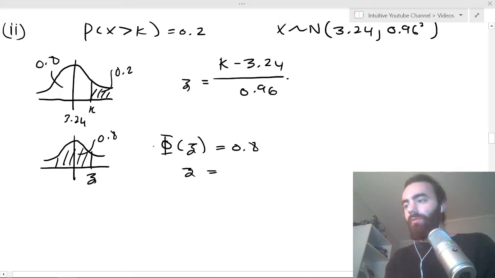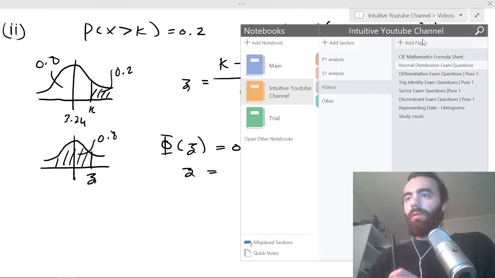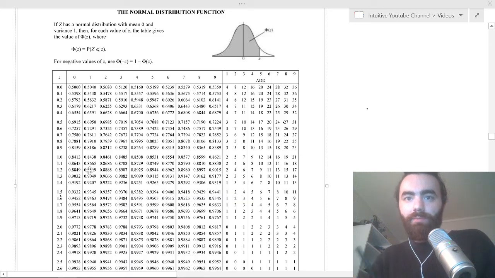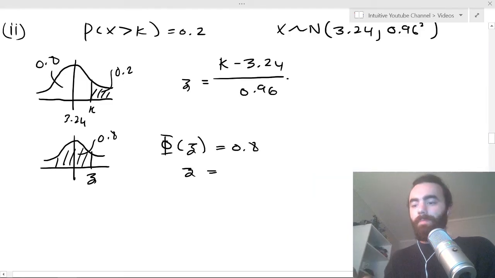So z will equal, 0.8 is let's say 0.84 plus 5. So this is 0.842.